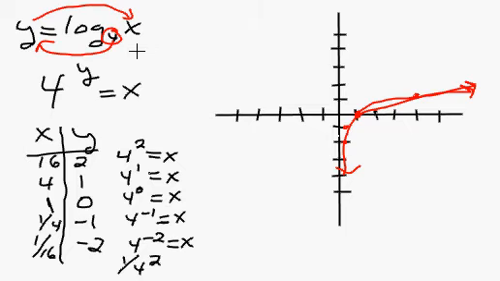So to start the problem, you need to change it to exponential form. So that would be 4 to the y equals x. That's how you change log form to exponential form. So that's how we get 4 to the y equals x.